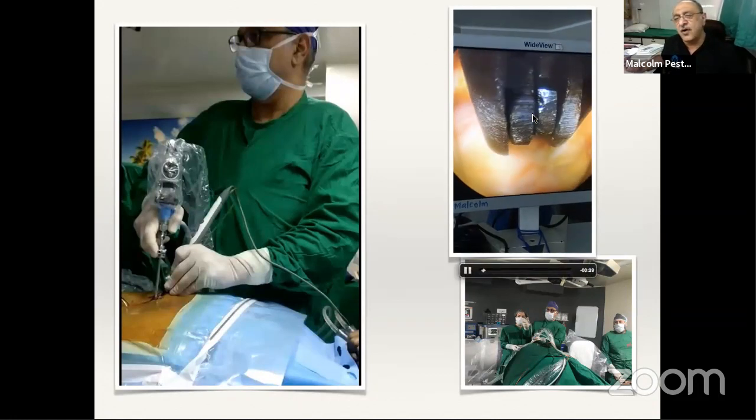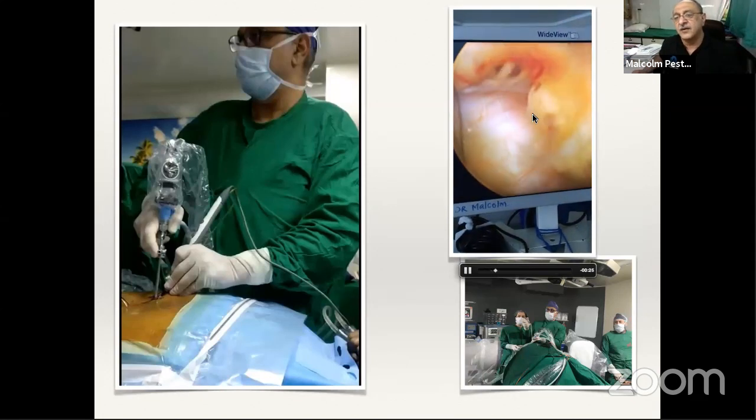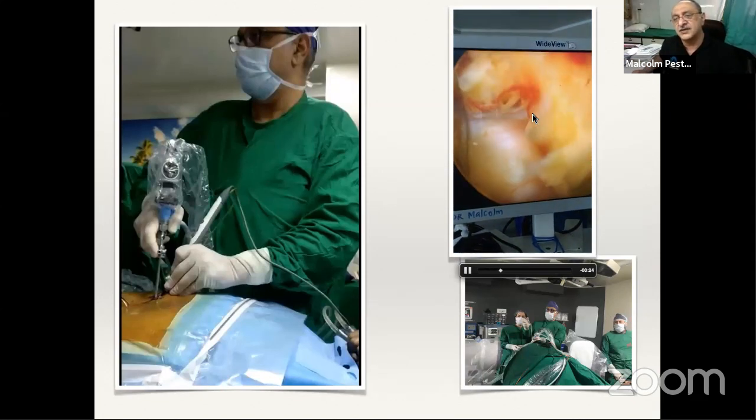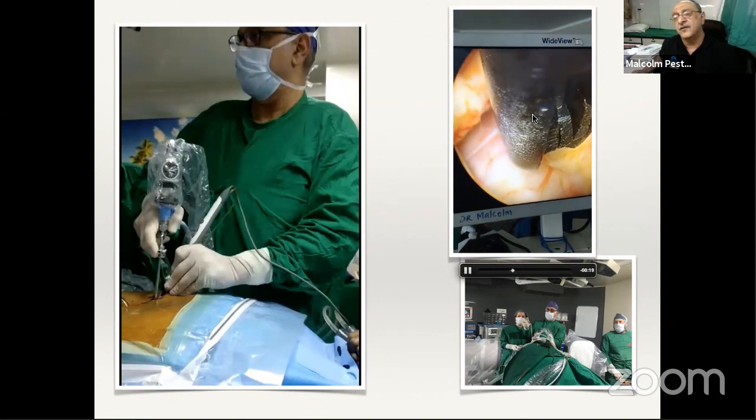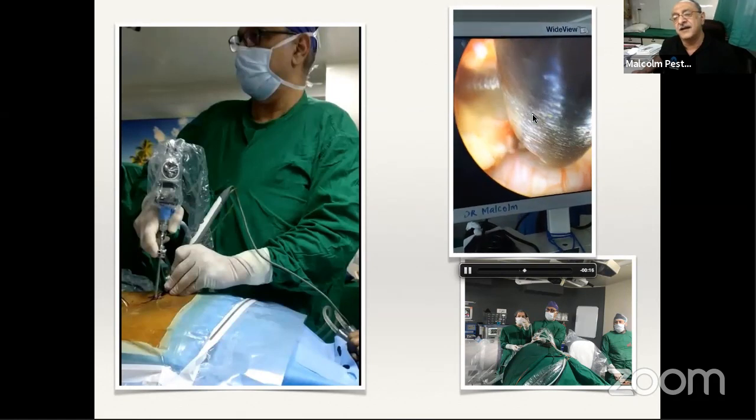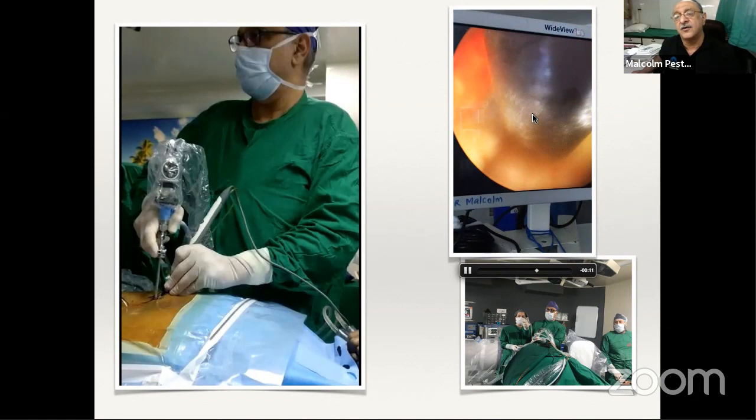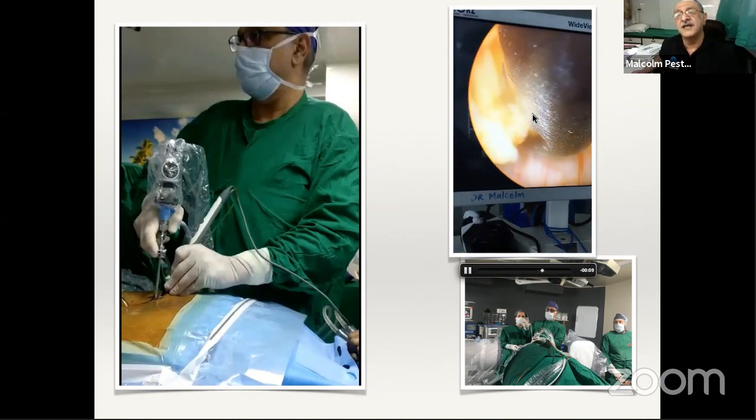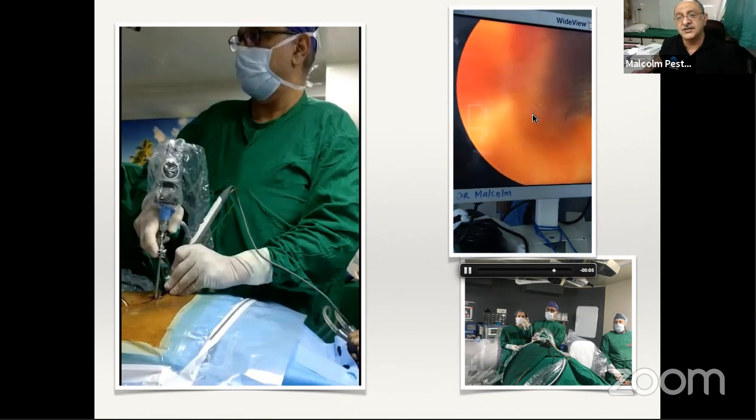Now, I'm playing a small video, maybe a few seconds, a few minutes. You can see here that I'm doing a posterior cervical decompression. You can see how thick this flavum is. Because we are doing it under a fluid medium, you can see that the fluid is actually dissecting away the flavum from the spinal cord. The cervical cord and the flavum are separating out by themselves. It is very easy to pursue this and to carry out the decompression.